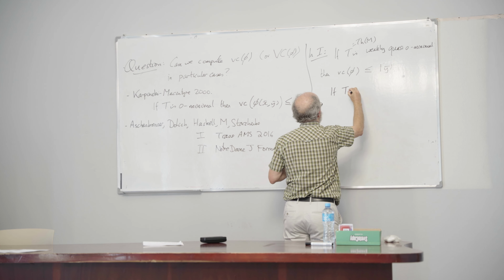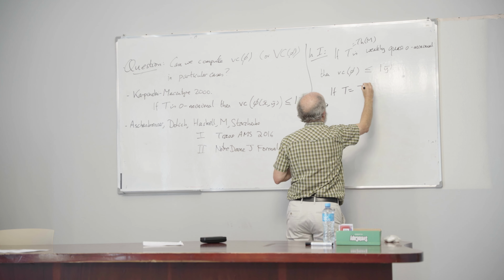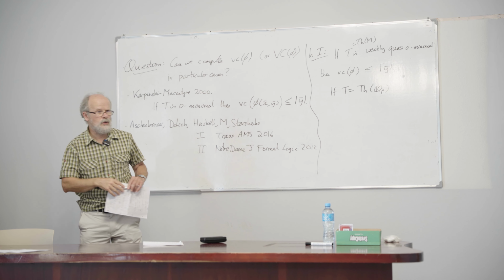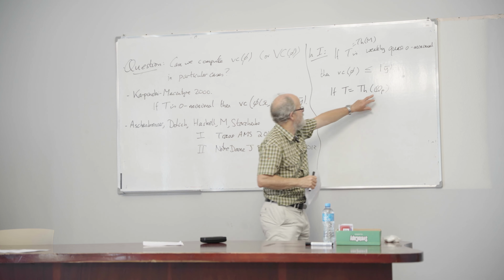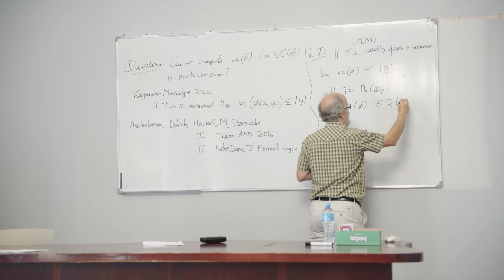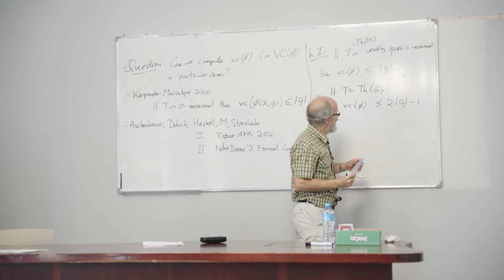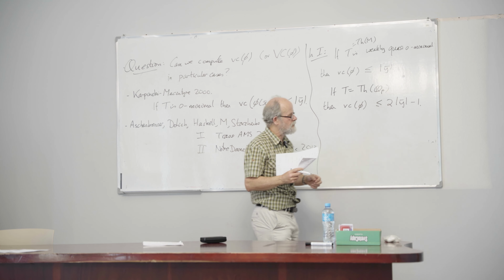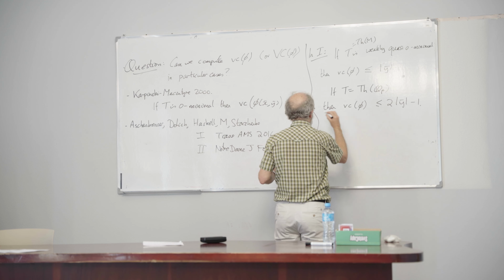if T is the theory of the p-adics, the p-adic field, which is very common, things you can prove about the reals or about the minimal structures, you can often also prove about the p-adics. They're very similar. So then VC of phi is less than or equal to twice the length of y bar minus 1. Maybe we can show y bar. Maybe it's true for y bar. We don't know. And then there are other results.